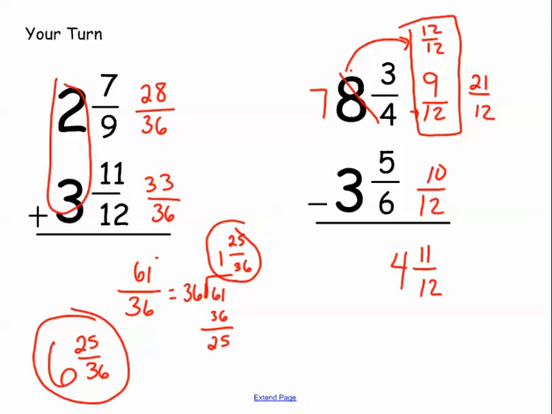Okay? If you need any more help, please let us know, especially on the subtracting that requires borrowing. That's the tricky part. Hopefully all the other things came back to you quickly. This part, if you need more help, just let us know.